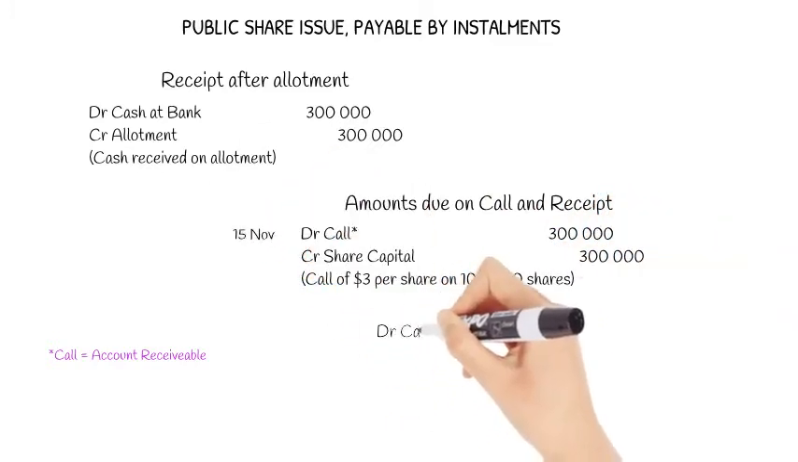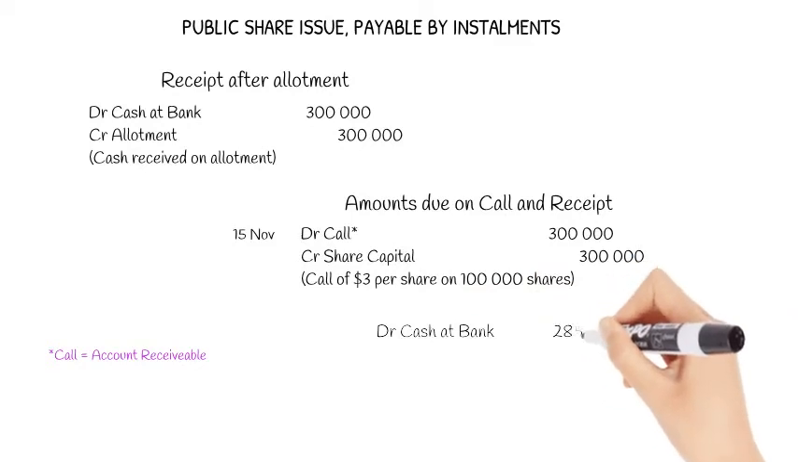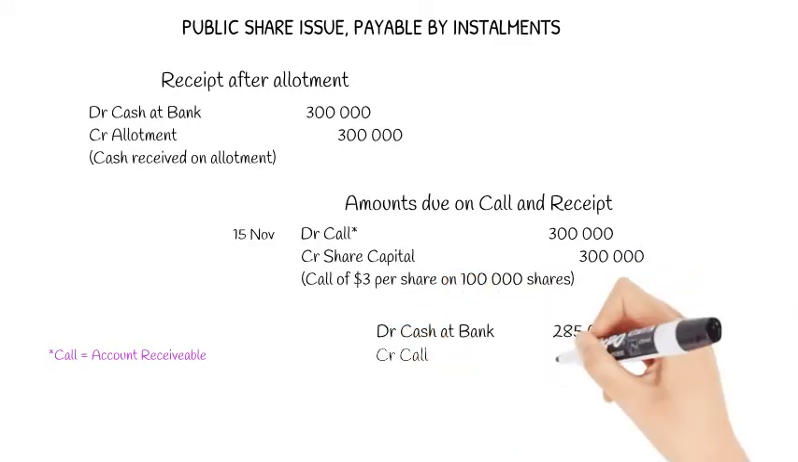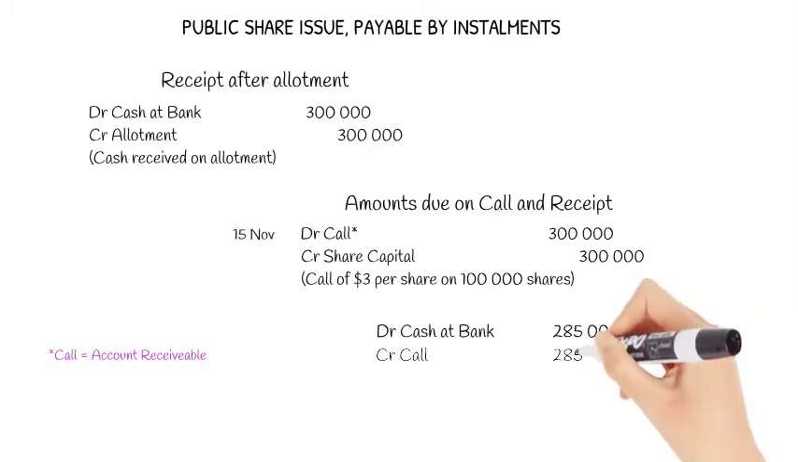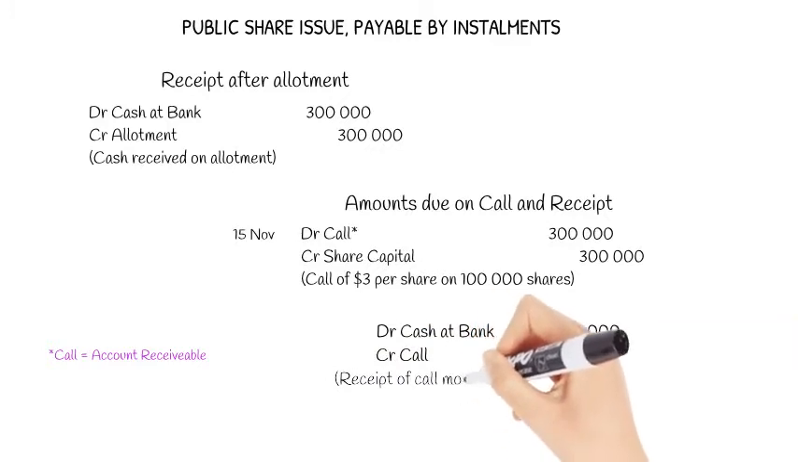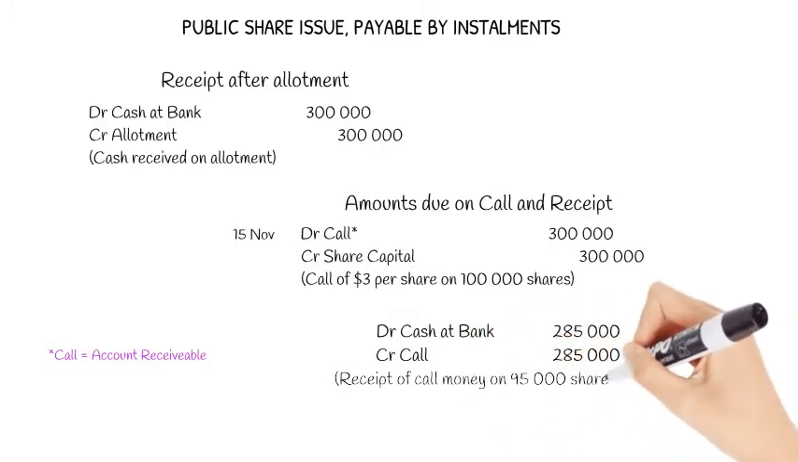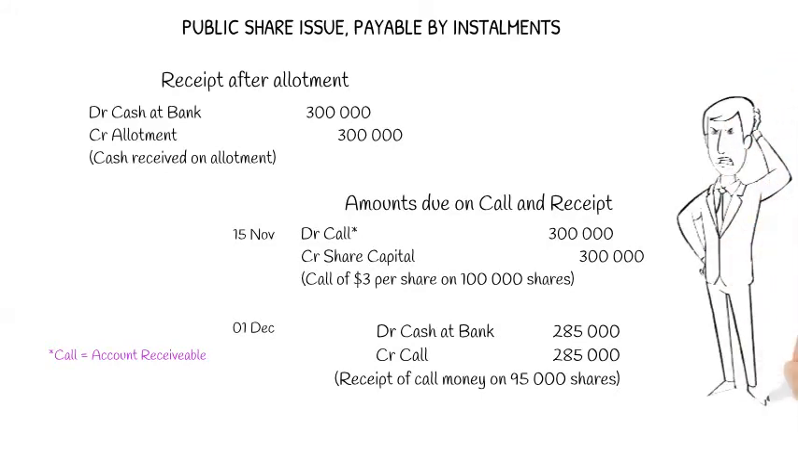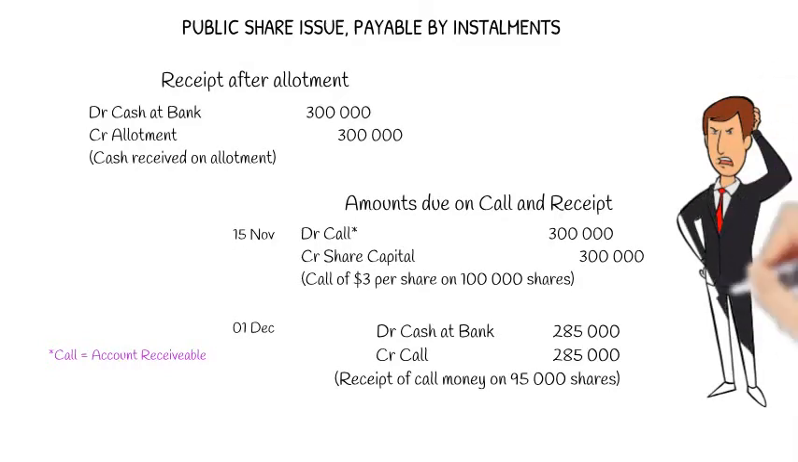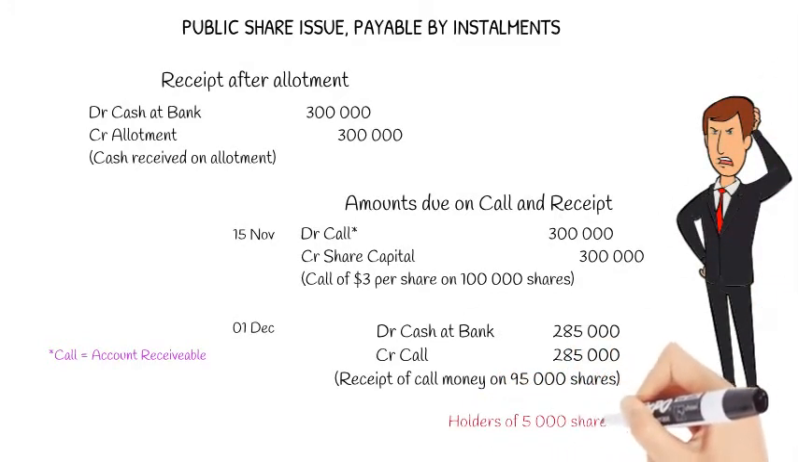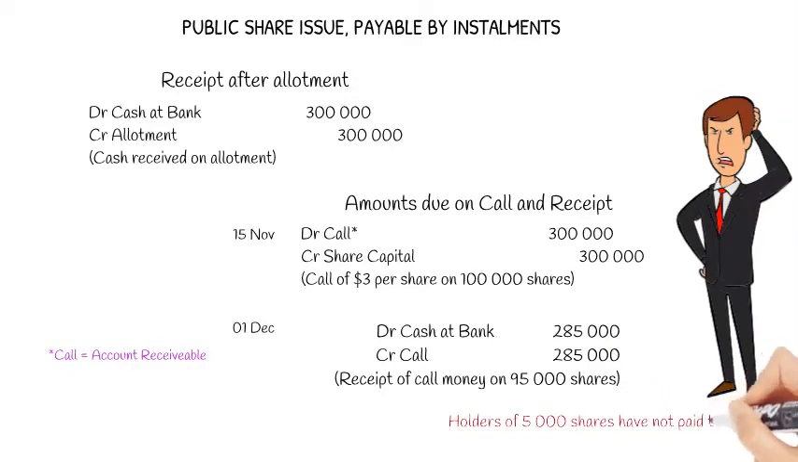On 1st of December, that's money we received on call. So we need to increase the cash at bank by 285,000 and credit the call account since that money has been received, so we need to reduce the accounts receivable. However, you might wonder, we called for 300,000 share capital, however, we only received 285. That means that 15,000 has not been received. So what are we going to do with the share capital that we called for but haven't been received?